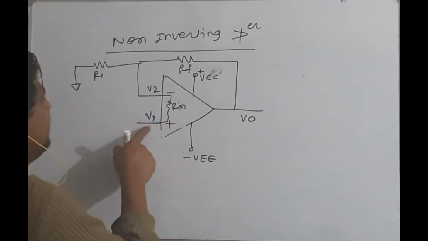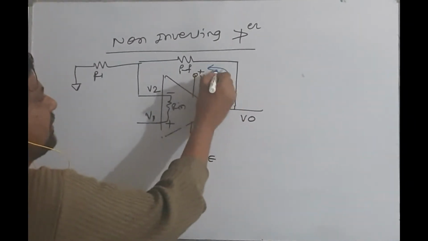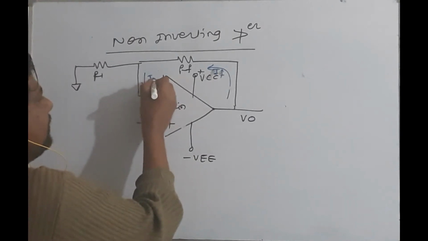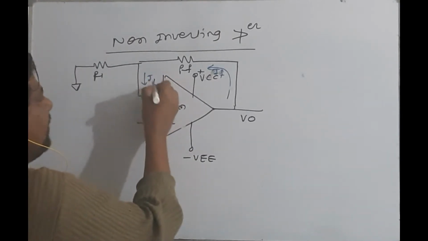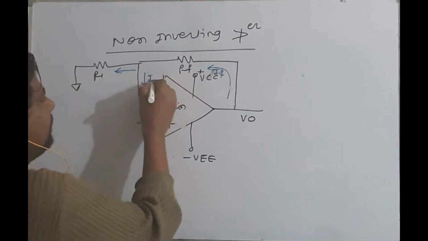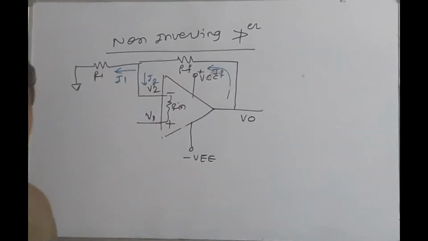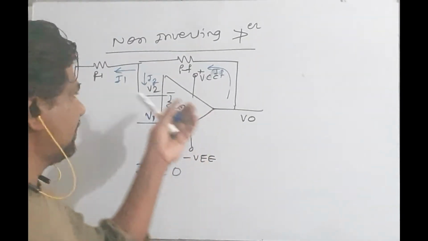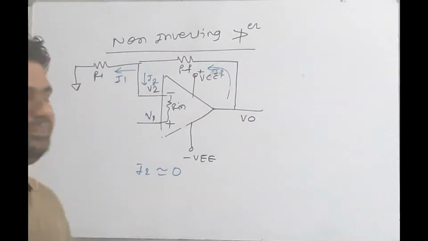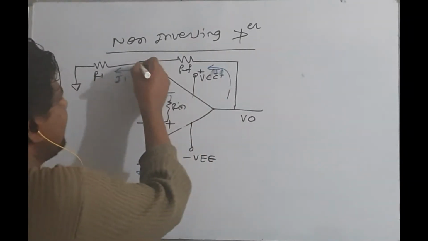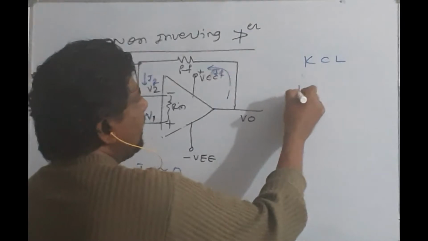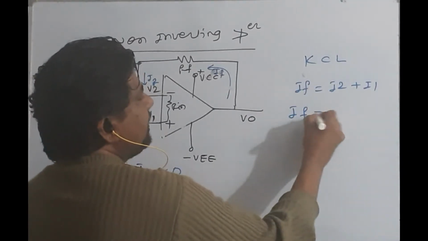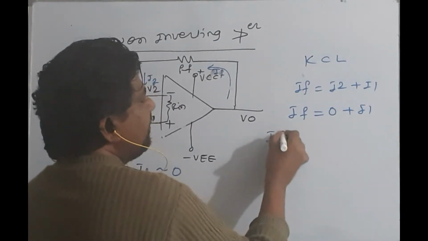Now current passes from higher potential to lower potential. I will consider IF, and these currents I will consider as I1 and I2. Now I2 will become 0. This is my assumption. Why is this my assumption? Because I have high input impedance. So if I apply KCL at this point, IF is equal to I2 plus I1. But now I2 is equal to 0, so IF is equal to 0 plus I1. IF is equal to I1.